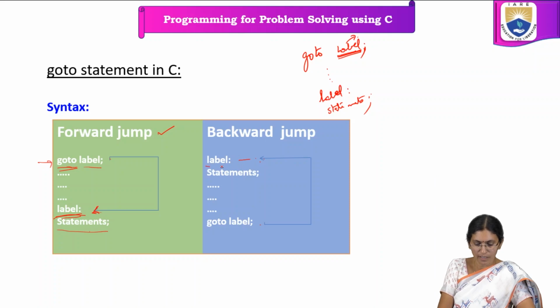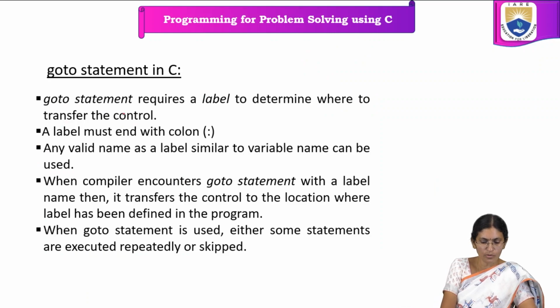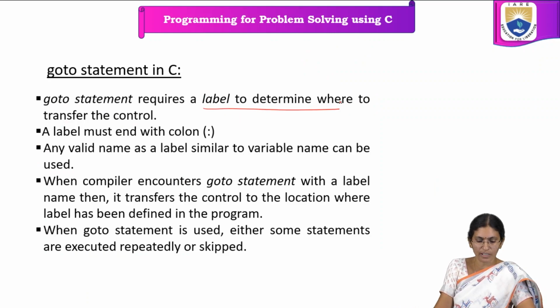So here this is the label followed by a colon. Then after that the definition of the label has to be included. Then somewhere in the program, goto label followed by a semicolon. Whenever the compiler sees goto followed by a label, control is transferred to the line where the label has been defined. So the goto statement requires a label to determine where to transfer the control.